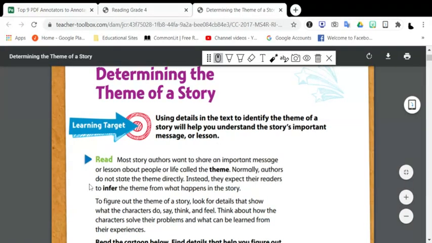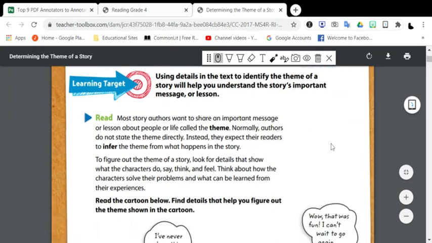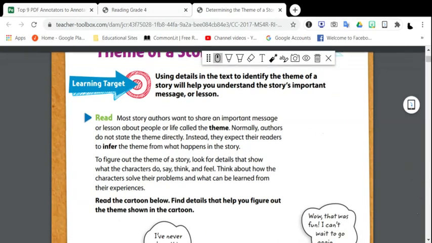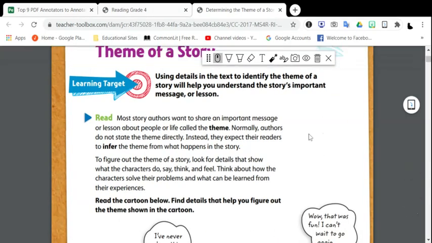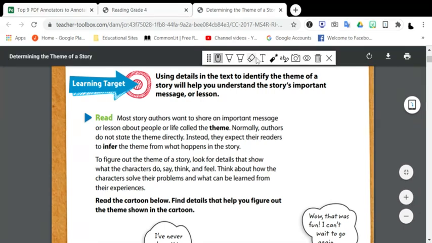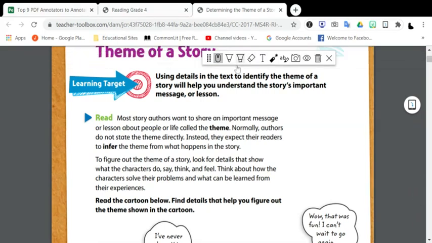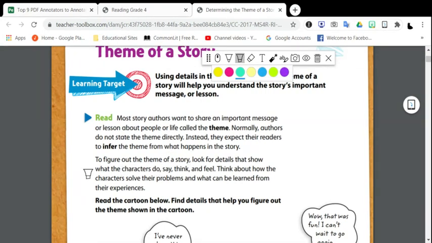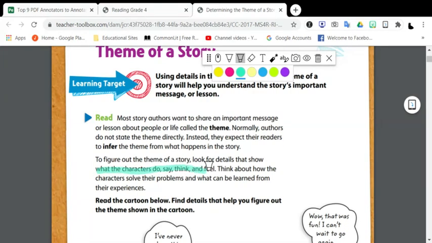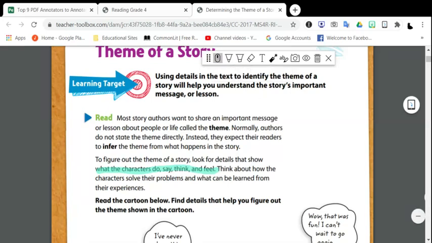Most authors want to share an important message or lesson about life or people, called the theme. Normally, authors do not state the theme directly. Instead, they expect their readers to infer the theme from what happens in the story. To figure out the theme of a story, look for details that show what the characters do, say, think, or feel.